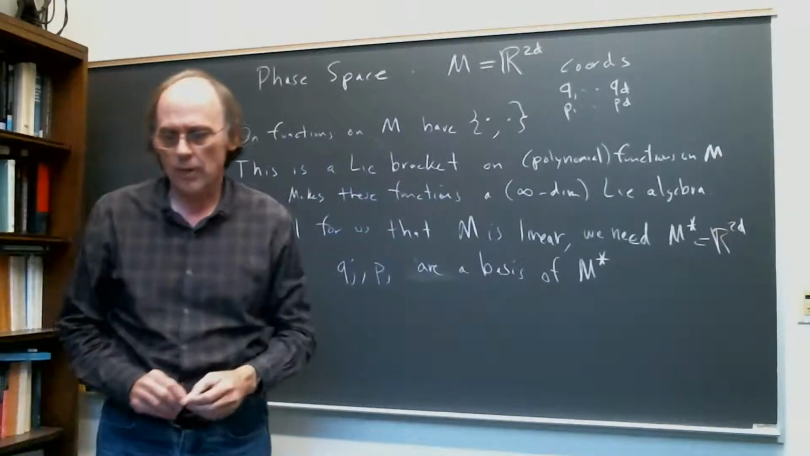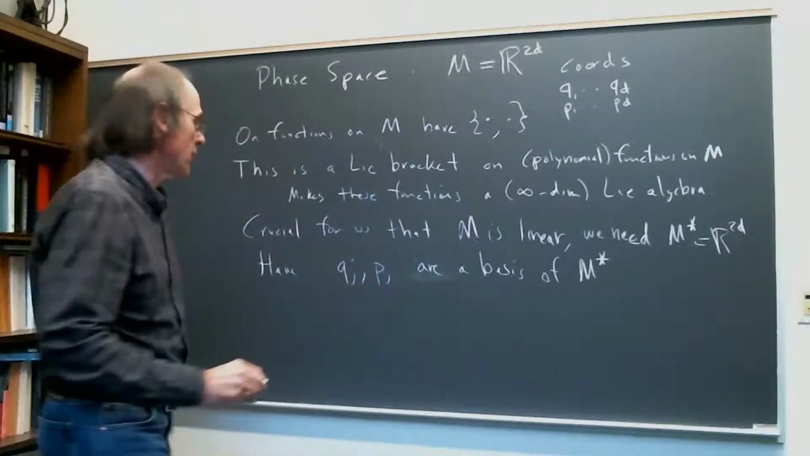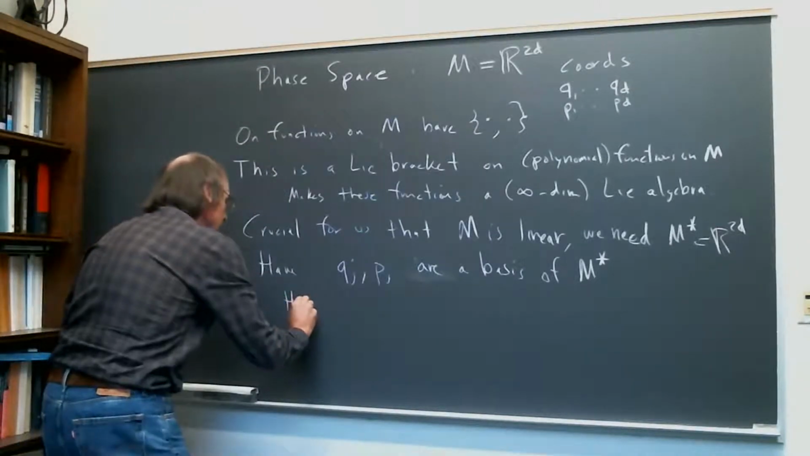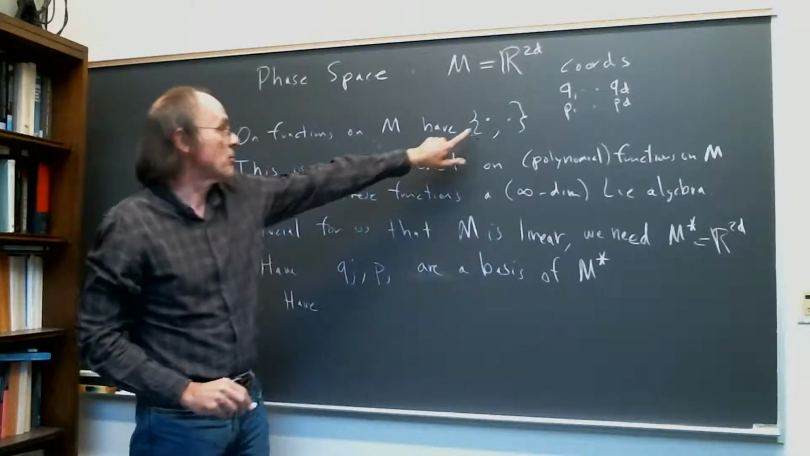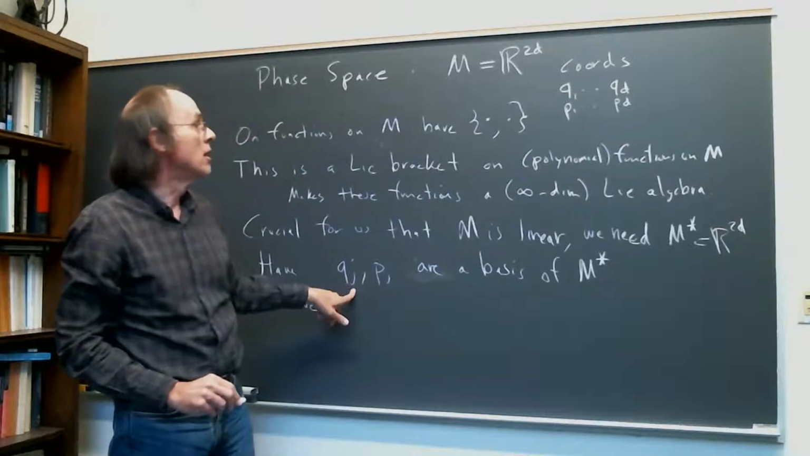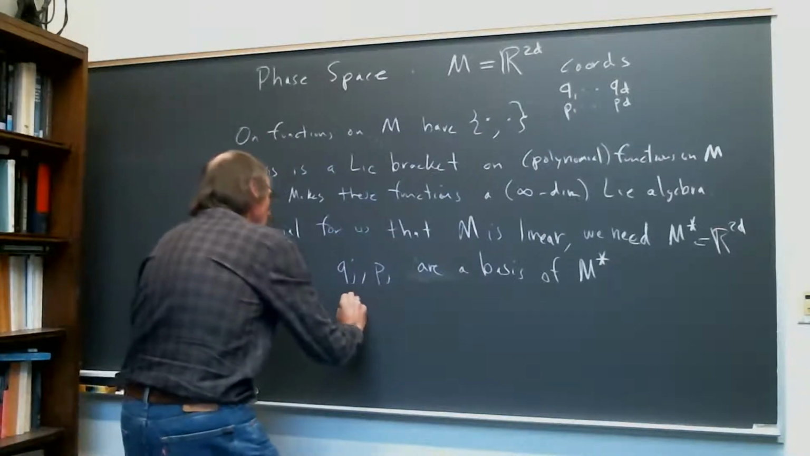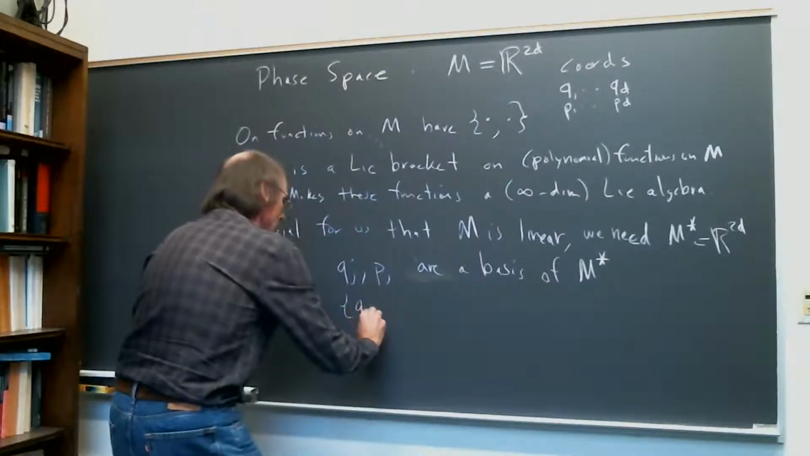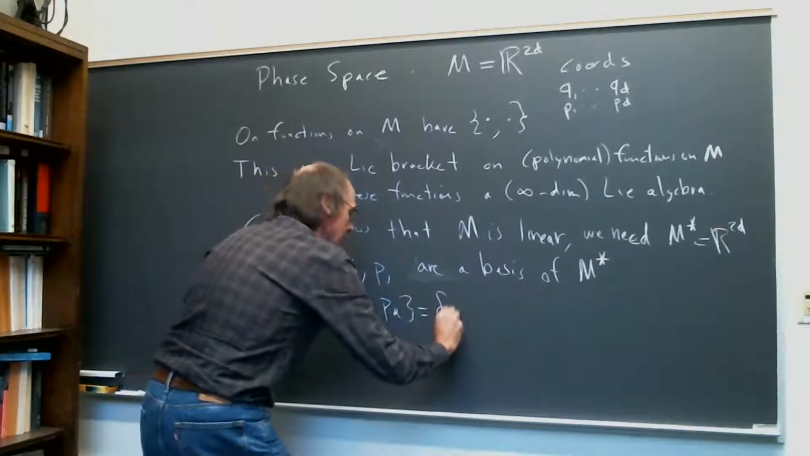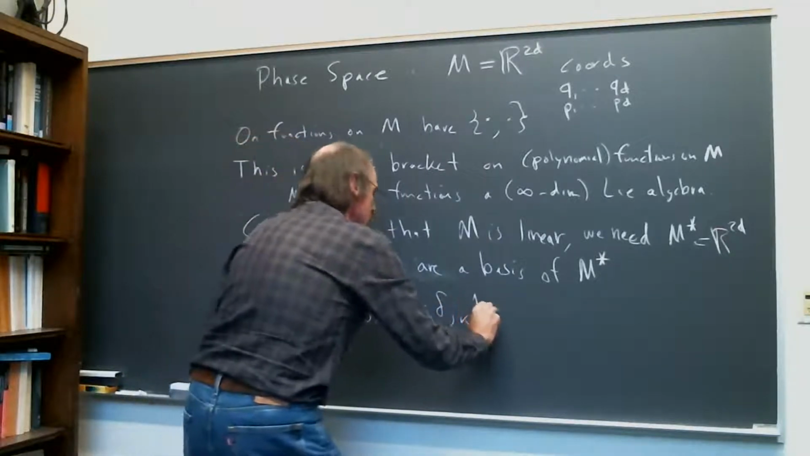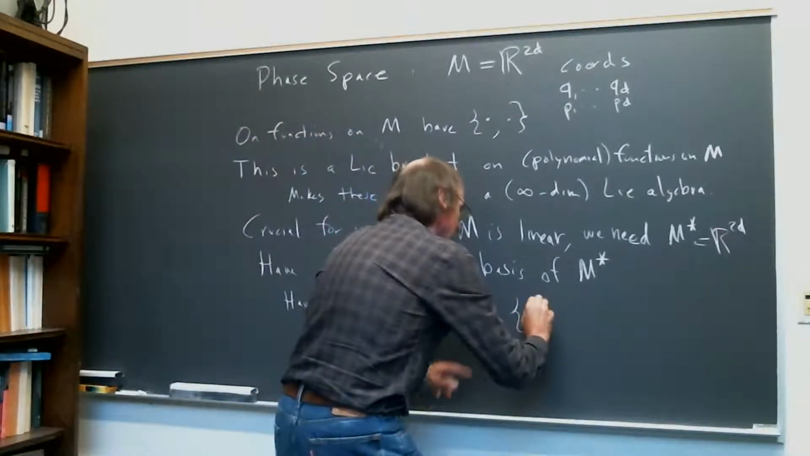And then, if you just start thinking about what the Poisson bracket does on these linear functions, you have {Qj, Pk} equal to delta_jk times just the function 1, and you have these guys.